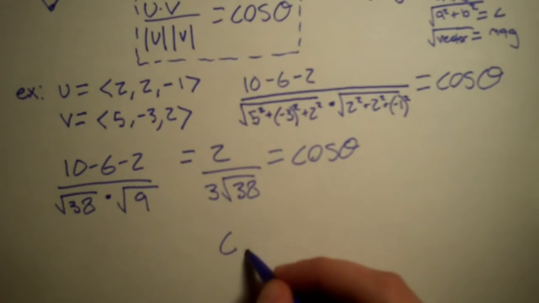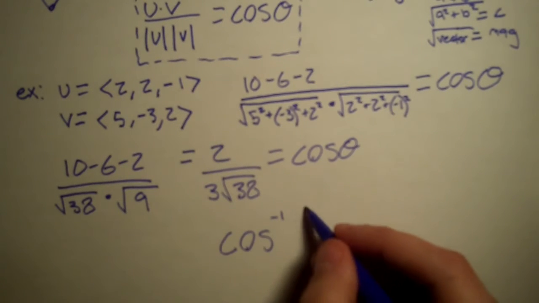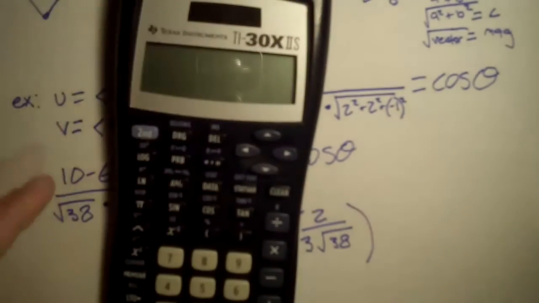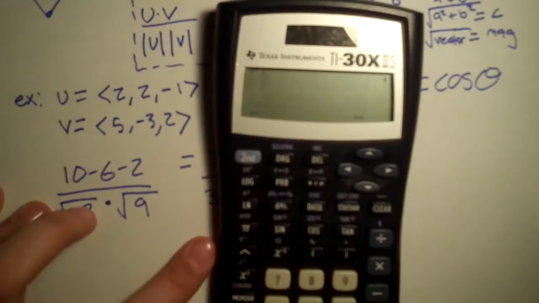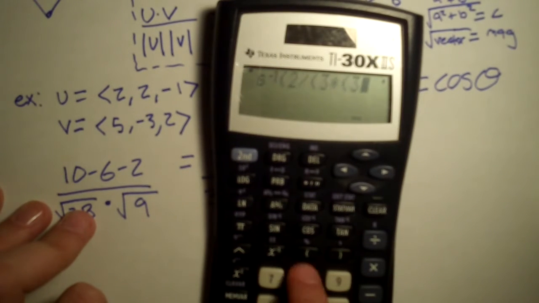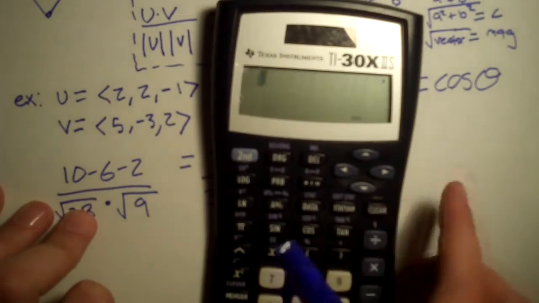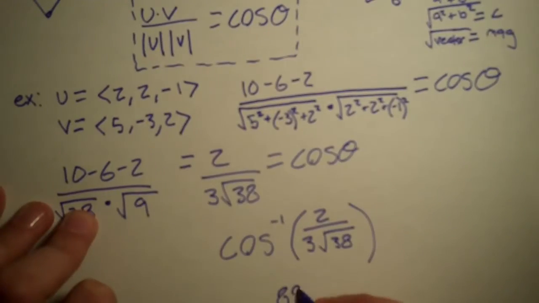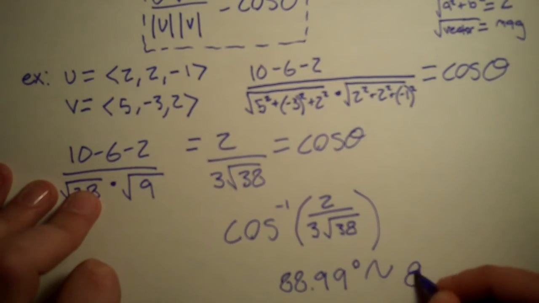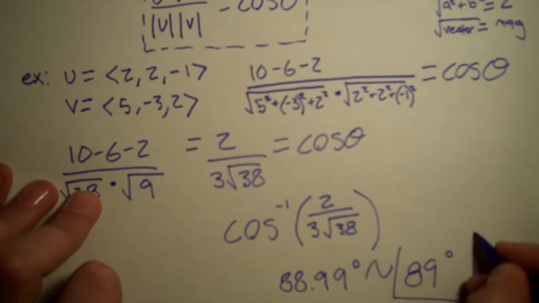This is done simply by entering in your calculator cosine inverse and whatever's on the other side of the equation. Now, if you take the inverse cosine of 2 divided by 3 times the square root of 38, you should get 88.99 degrees. Or, if you'd like, you can round to 89 degrees. And this is your final answer.